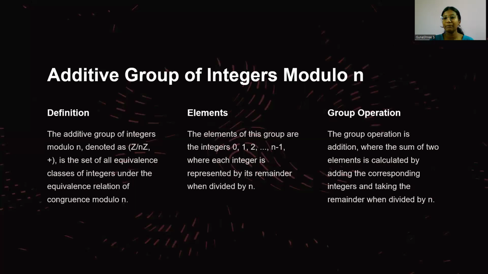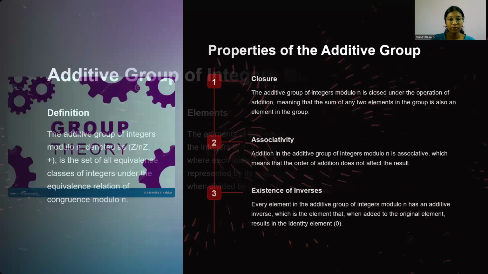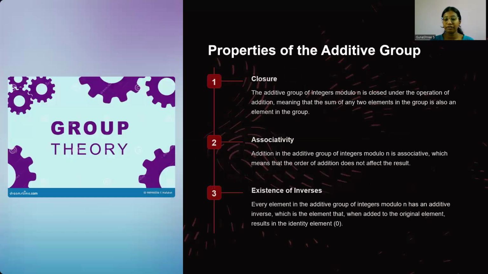The operation performed is addition, where the sum of two numbers is calculated by adding the corresponding integers and taking the remainder when divided by n. Moving on to the properties of the additive group. The first one is the closure property. It states that the additive group of integers modulo n is closed under the operation of addition, which means that the sum of any two elements in the group is also an element in the group.